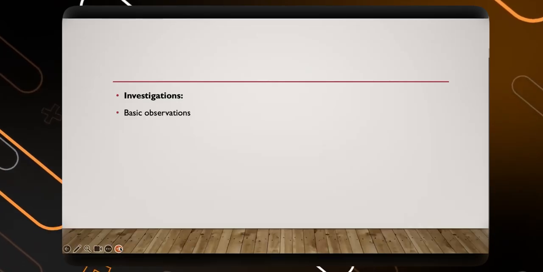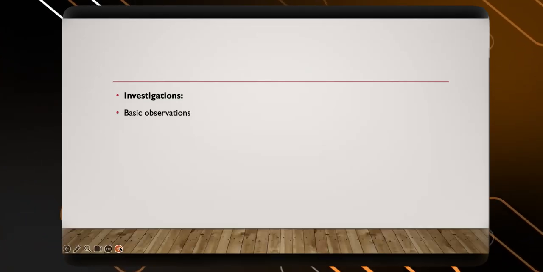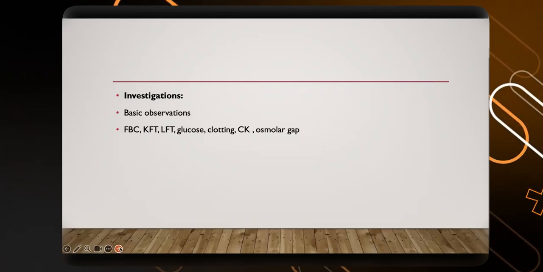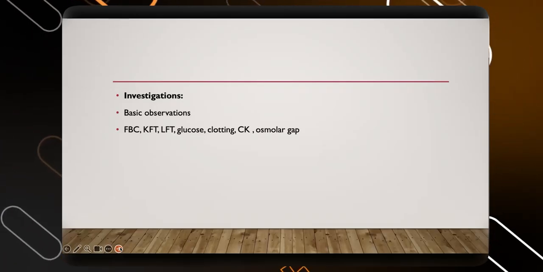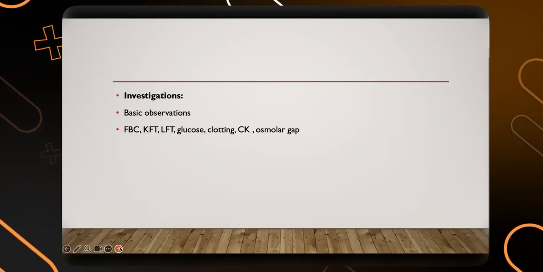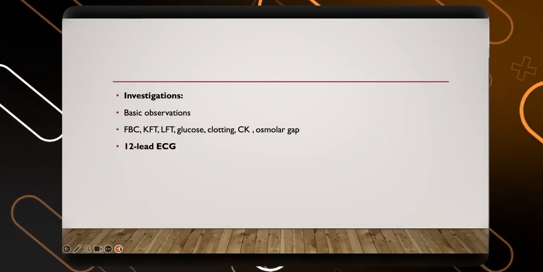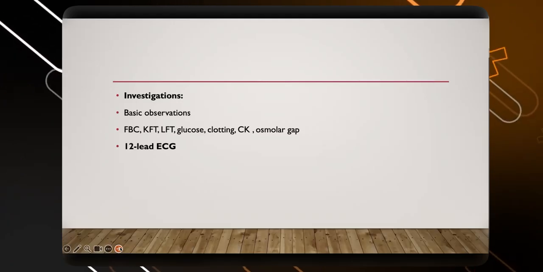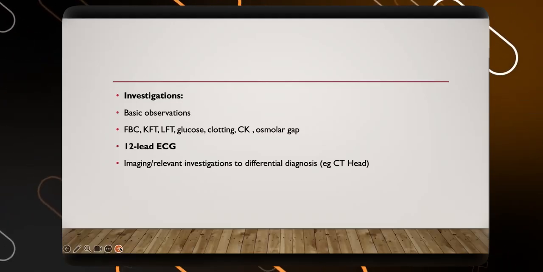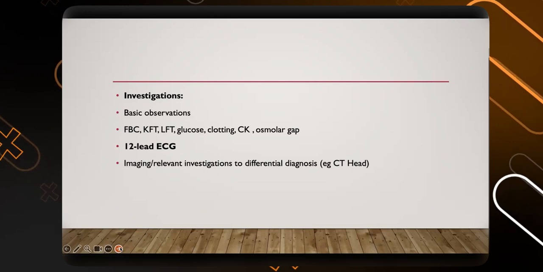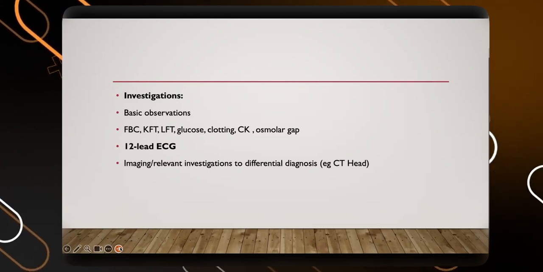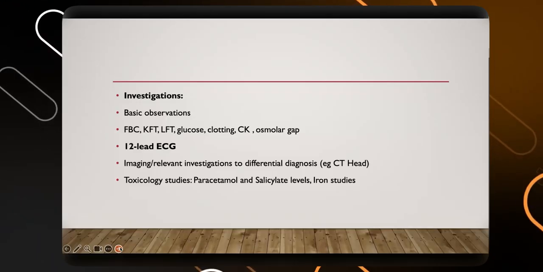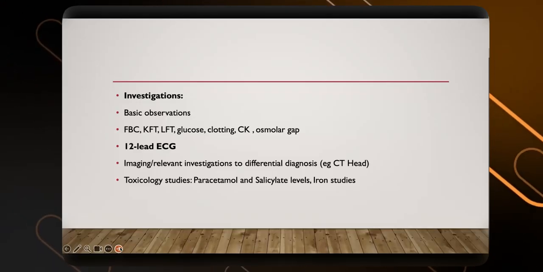Investigations wise, obviously, you do your basic observations that you would do for any patient: full blood count, kidney function tests, liver function tests, glucose, clotting, creatinine kinase, and osmolar gap. Definitely very important not to forget a 12-lead ECG, because that might give us a number of clues. Imaging or relevant investigation to differential diagnosis, for example, consider a CT head, and toxicology studies, for example, paracetamol and salicylate levels and iron studies.